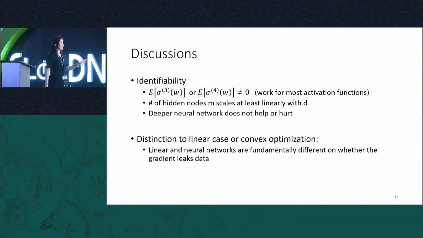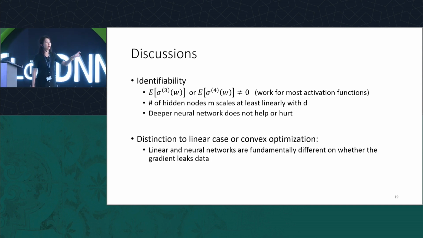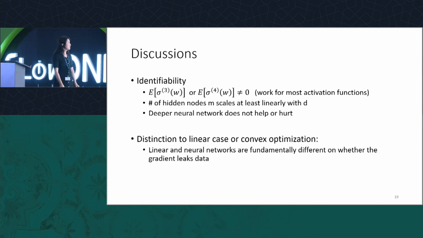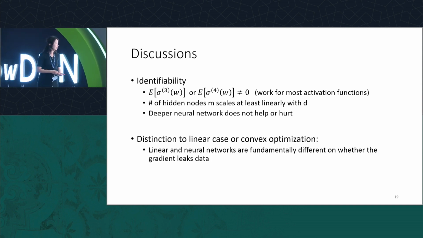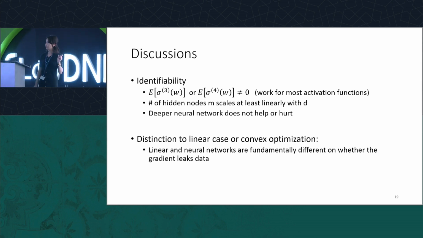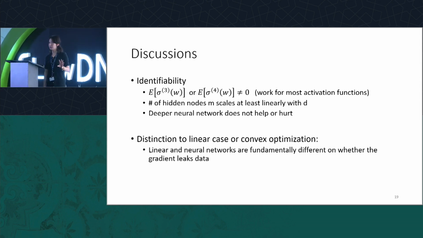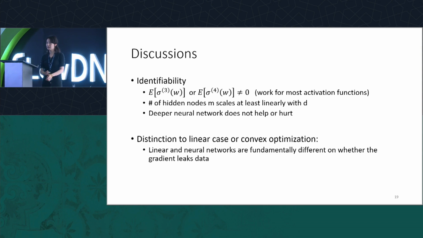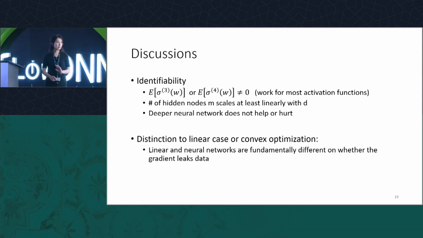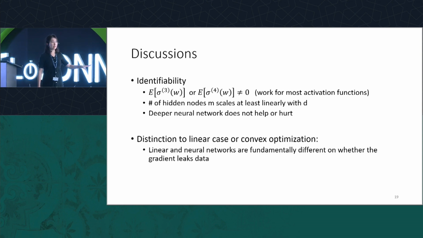And I also want to mention the distinction to the linear case or convex optimization. One piece of evidence is that, as previously mentioned, if the activation is linear, which means we are dealing with linear prediction functions, then this method doesn't work, or we cannot identify the individual training samples from model gradient. It is impossible, not just because of our algorithm. So linear models and neural networks are fundamentally different in our considered settings of gradient leakage.